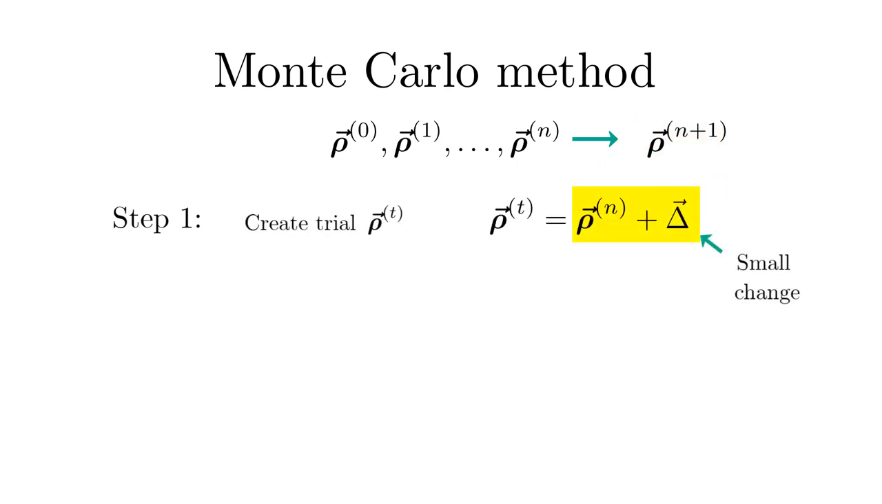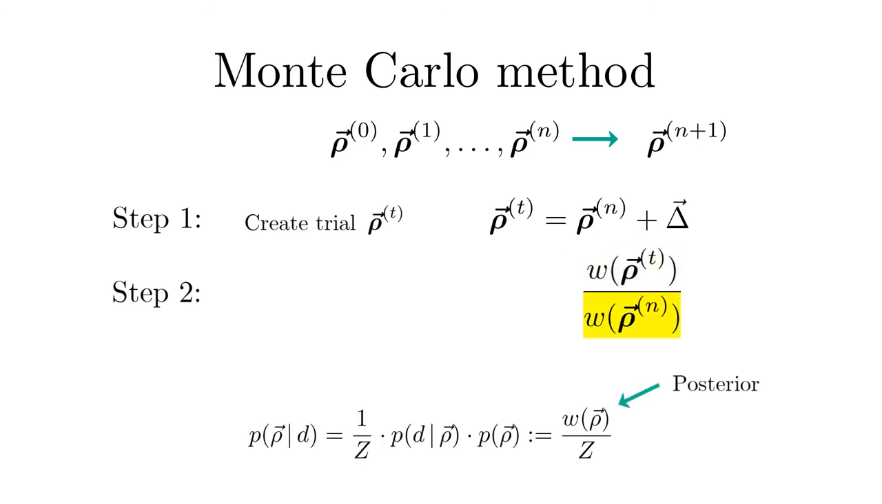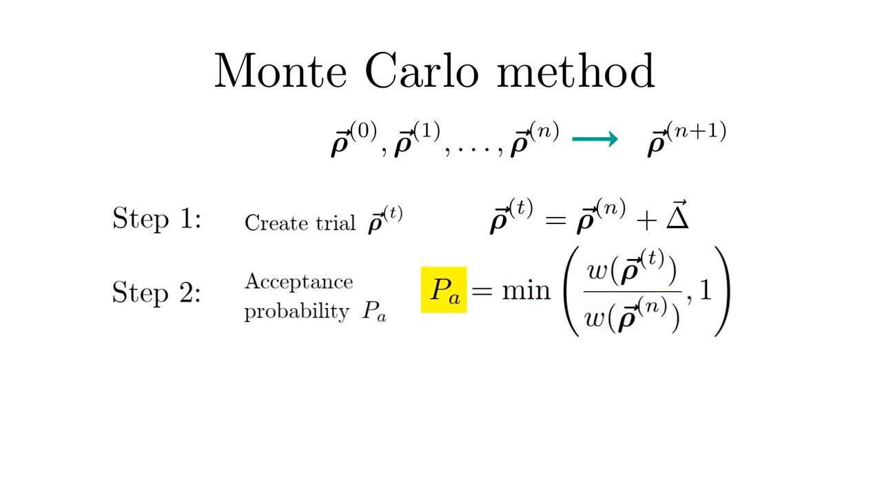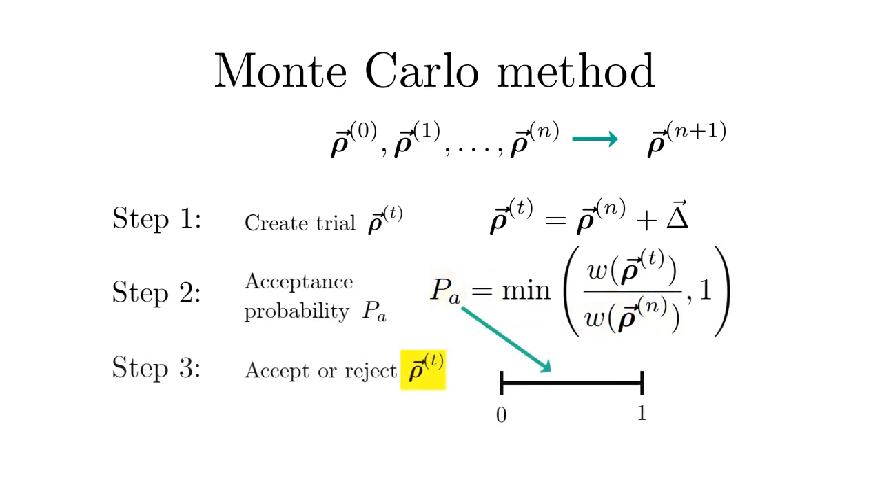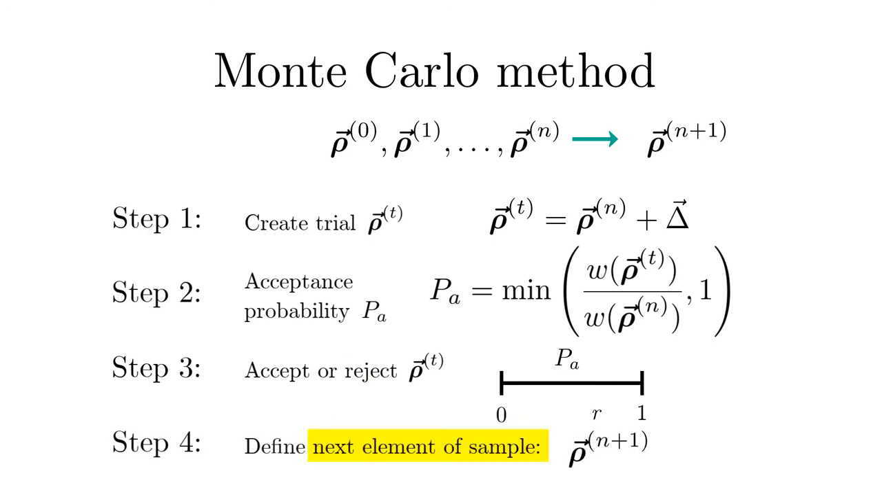Make a small change to the current density and call it a trial. That can be done, for instance, by adding a Gaussian random number to one of the components of the density vector. Next, compute the ratio of the posterior for the trial and the current density, and compute from that the so-called acceptance probability. The trial density is accepted with that probability by drawing a uniform random number r from the unit interval, and if r is less than the acceptance probability, the trial density is accepted, otherwise it is rejected. The next element of the sample is the trial density if it is accepted, otherwise it is again the current density. Here's a question for you.